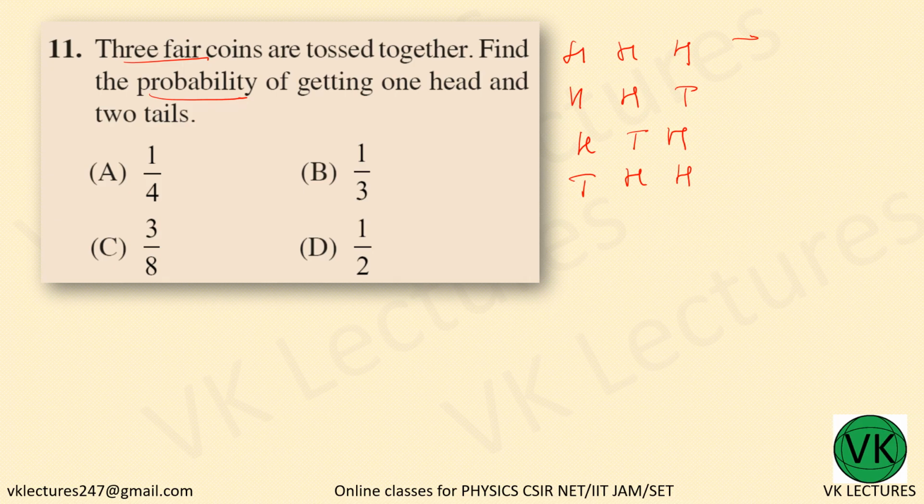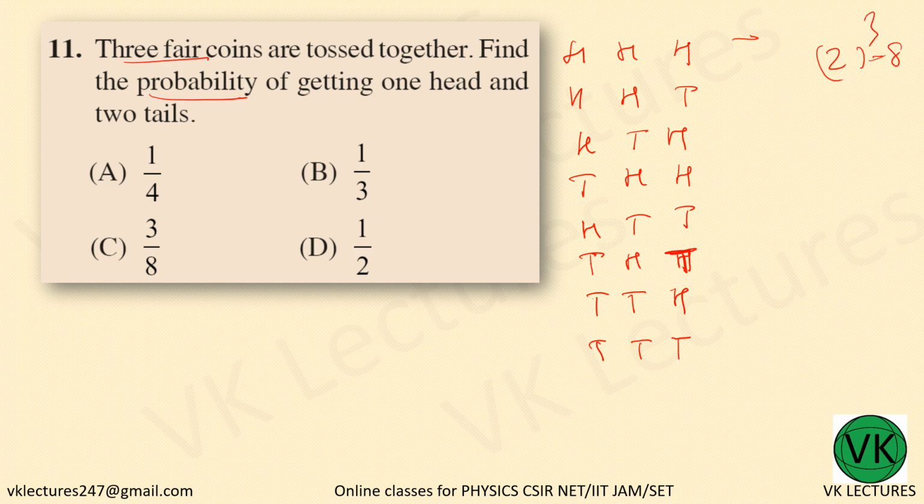Now combination of one head: HTT, THT, then TTH, over the combination of zero heads or 3 tails. So 1, 2, 3, 4, 5, 6, 7, 8. So 2 to the power 3, 8 combinations.